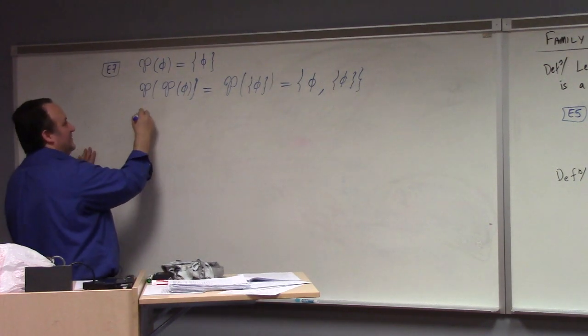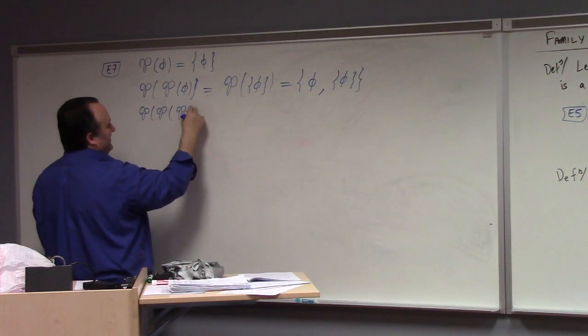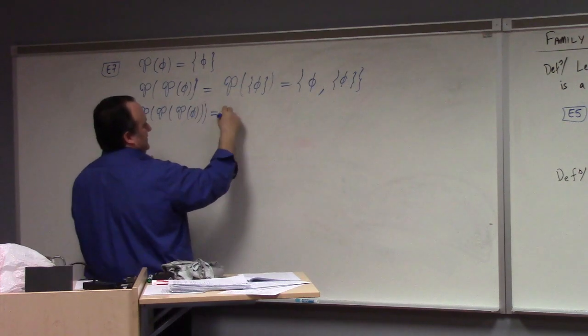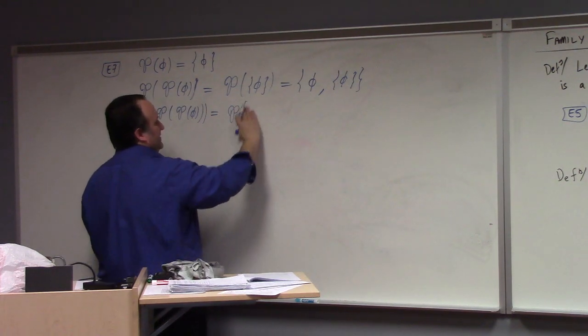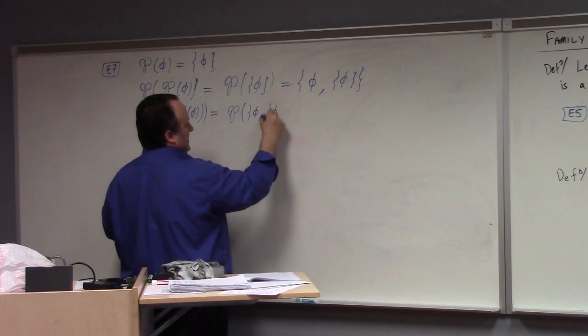Why do it twice when we can do it 3 times? The power set of the power set of the power set of the empty set. So what's the power set of the set which contains the empty set and the set containing the empty set?